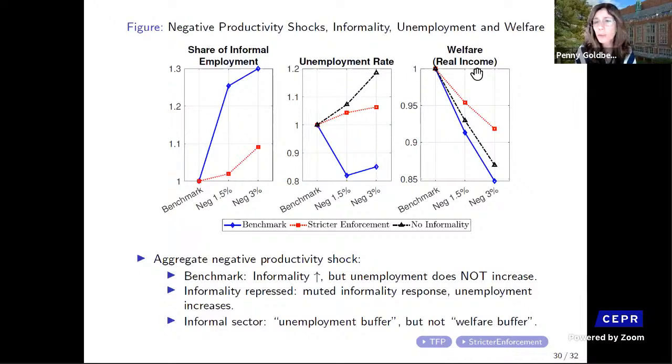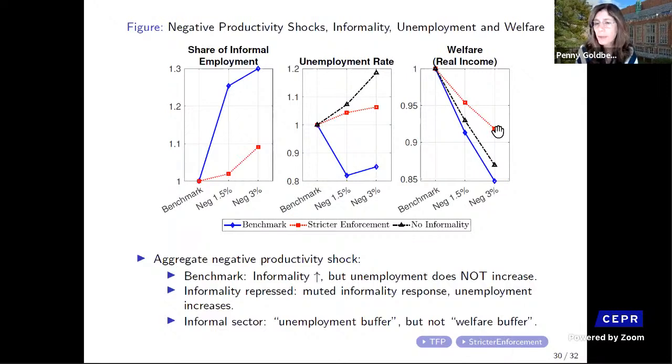But on the other hand, let's see what happens to real income. So if you look at what happens to real income, perhaps surprisingly, the worst case scenario here is what happens with the current level of informality. So that's the blue line. That's where real income declines the most. And on the other hand, if you have stricter enforcement of informality, it still declines, but not as much. And if you have no informality at all, again, real income declines, but by not as much as it would decline with the current level of informality. So this is despite what happens with unemployment.